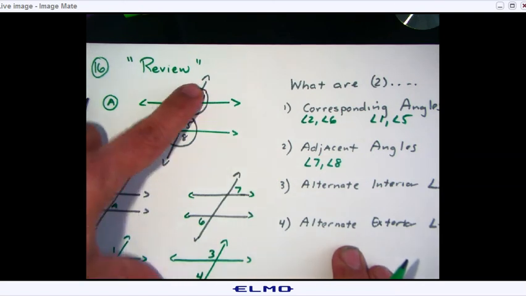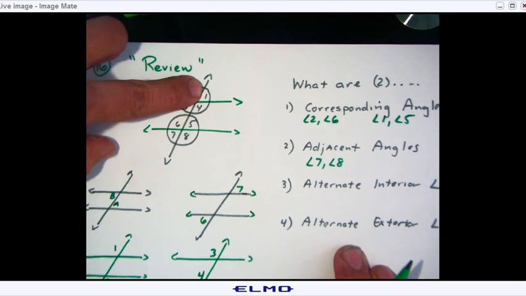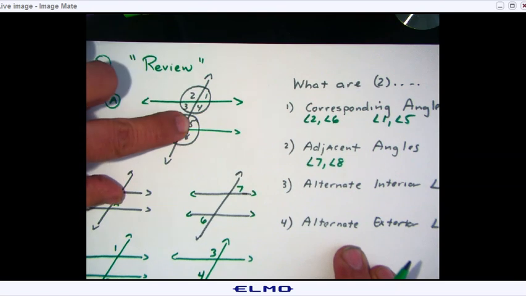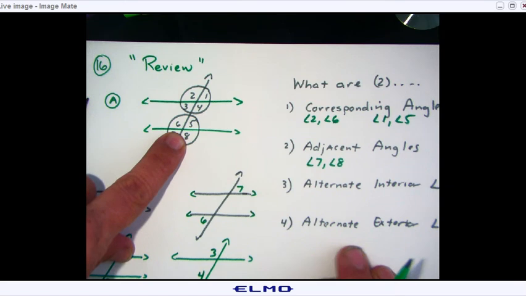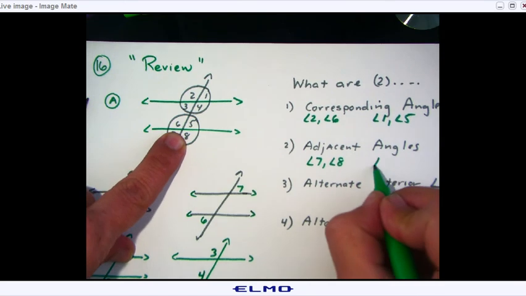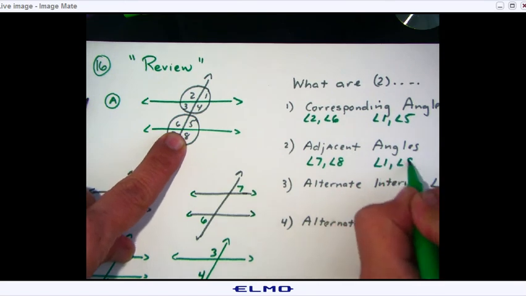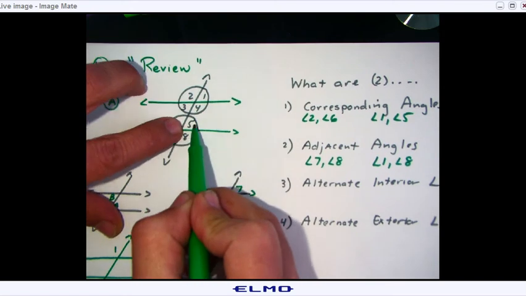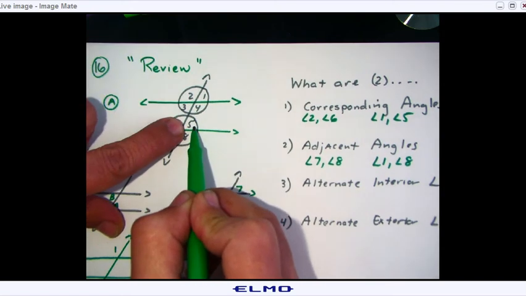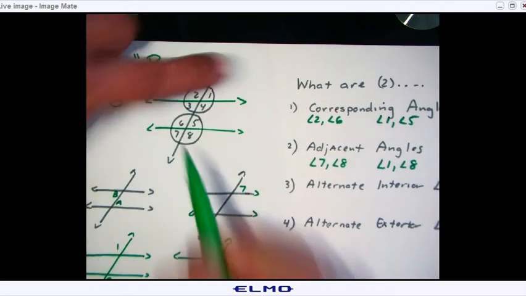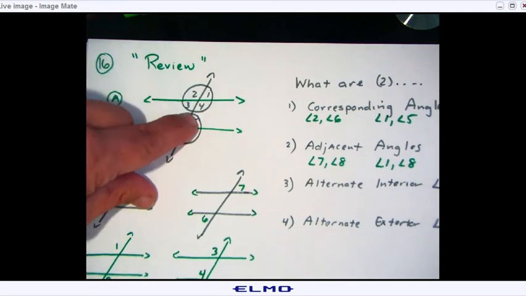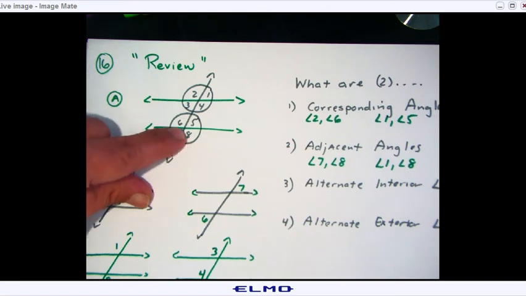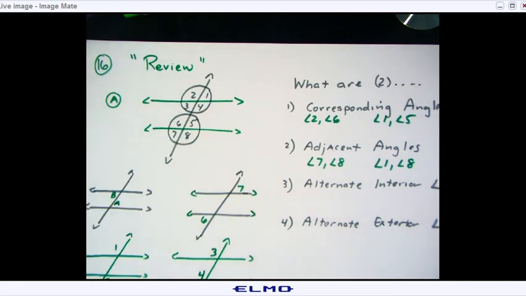Now, what about 1? Remember we said 1 and 5, right? So 1 and 8 can be adjacent angles, angle 1 and angle 8, because remember, the 1 can also be where the 5 is. So even though they're separated, they're adjacent angles. Because if you were to replace the angle 1 with angle 5, they would actually be together. They would be adjacent to each other.